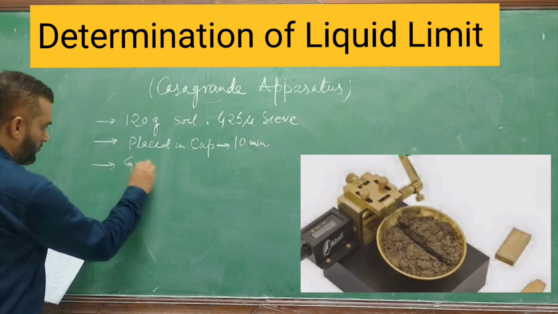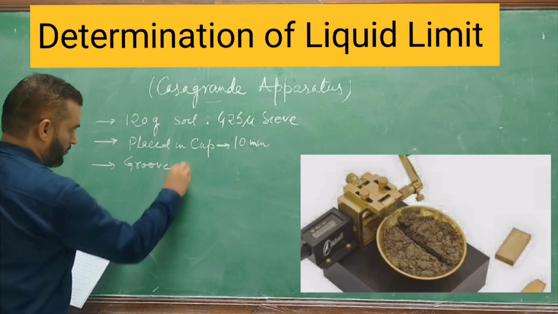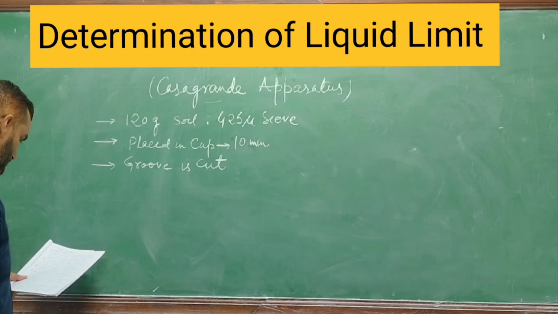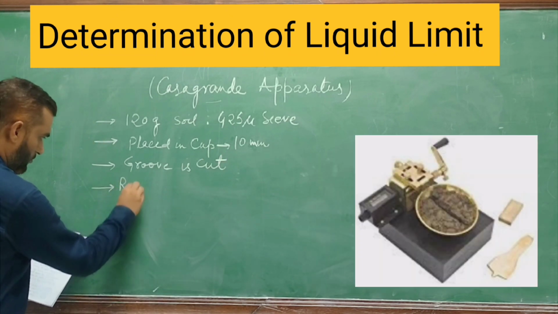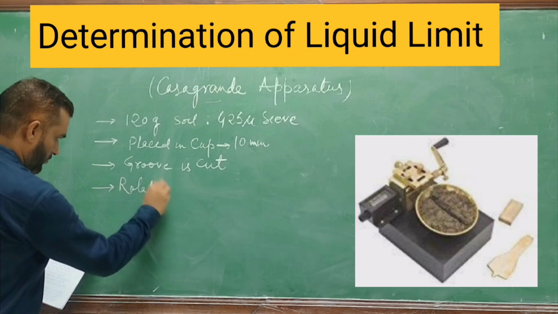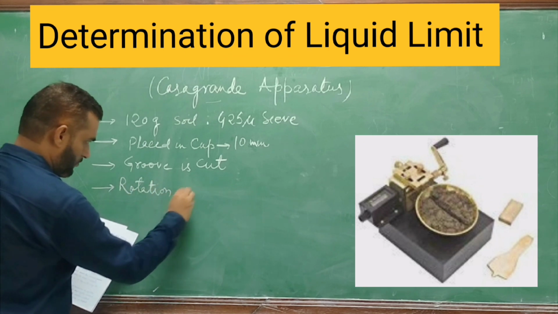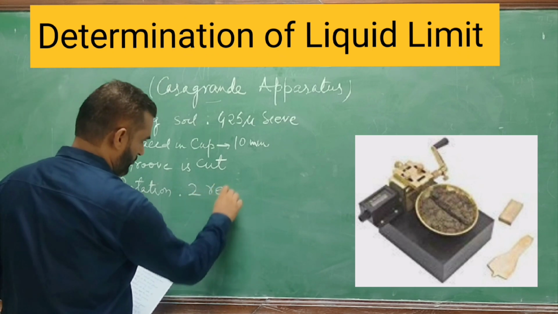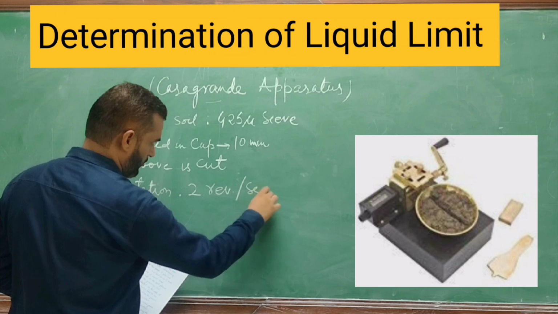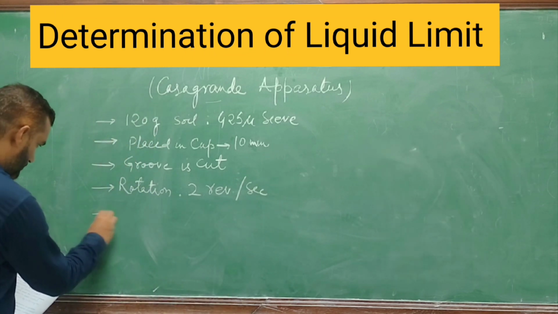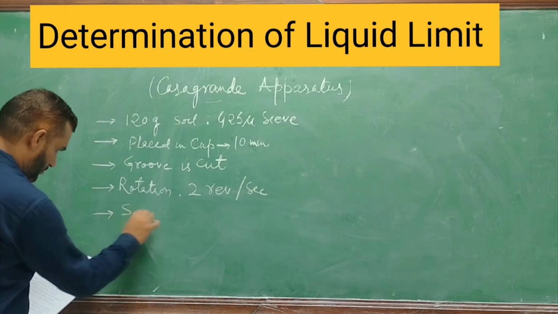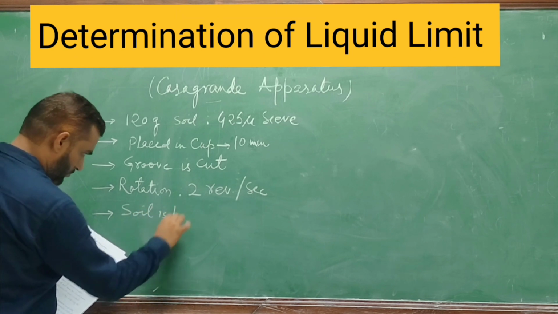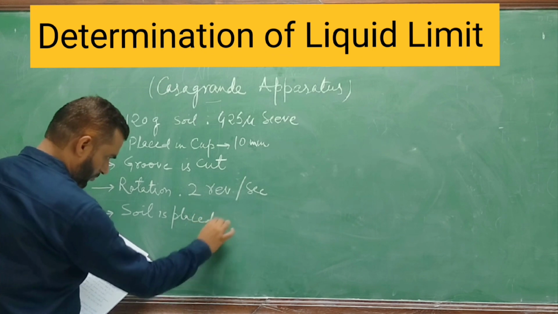After that, a groove is cut in the soil placed in the cup using the grooving tool. The handle is rotated at the rate of 2 revolutions per second and the number of blows necessary to close the groove for a distance of 12 mm is noted. Then about 10 gram of soil near the closed groove is taken to determine its water content.